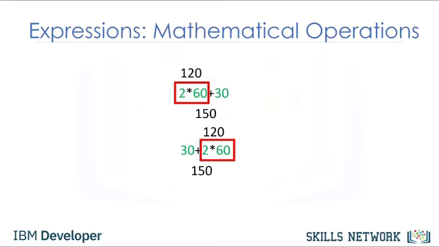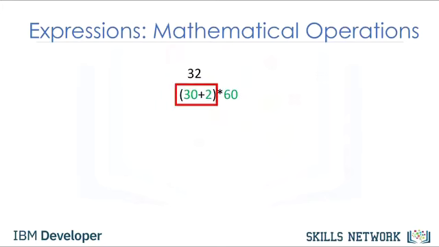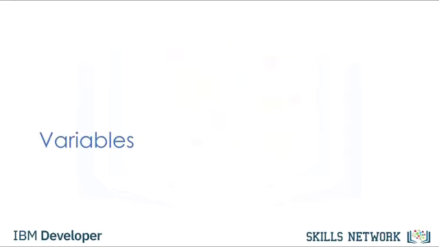There are a lot more operations you can do with Python. Check the labs for more examples. We will also be covering more complex operations throughout the course. The expressions in the parentheses are performed first. We then multiply the result by 60. The result is 1,920. Now let's look at variables.